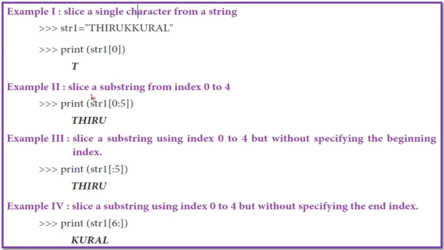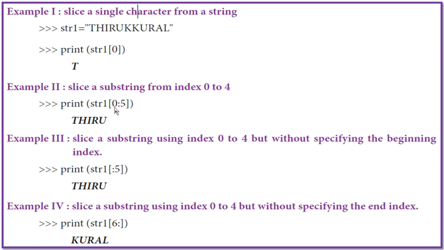In example 2, slice a substring from index 0 to 4. We have to give the index value next to 4, that is 5, so 0 colon 5. Then we get the result 0, 1, 2, 3, 4, up to 4, because 4 is nothing but n minus 1, that is 5 minus 1, equal to 4. So, we are getting values from 0 to 4, that is Thiru. We get the substring Thiru from the main string Thirukural by using the slicing operator, square bracket with index values.